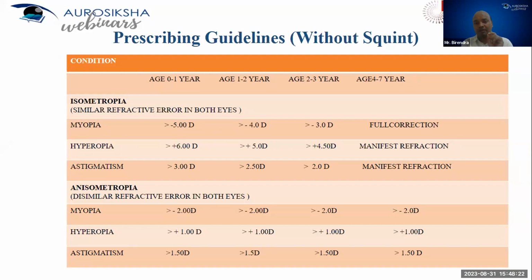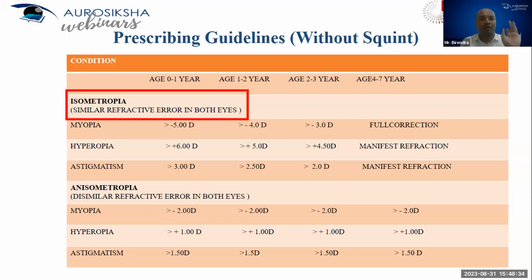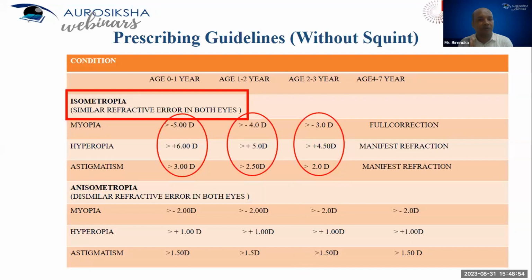Please focus on that. If the patient has no squint and the condition is isometropic, where both eyes have equal or 0.5 difference in refractive error, then up to 1 year of age, we will not prescribe for myopia up to 5 diopter, hyperopia up to 6 diopter, and astigmatism up to 3 diopter. More than that, we need to partially correct. From 1 to 2 years, the range will be slightly decreasing according to the American Academy of Pediatric Ophthalmology guidelines.